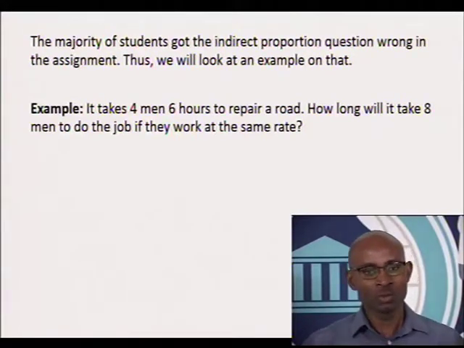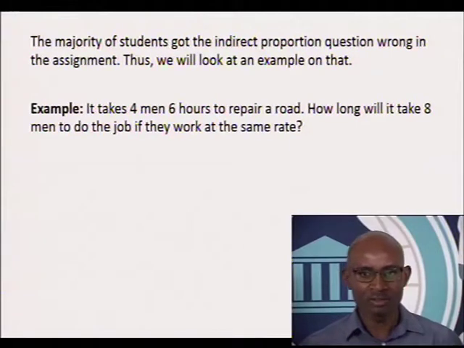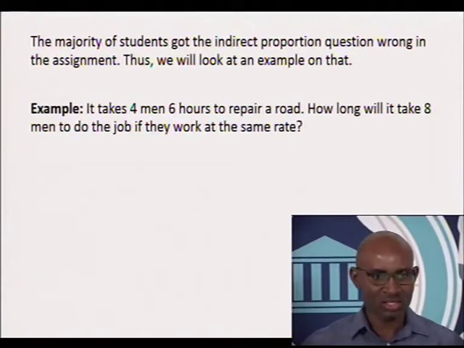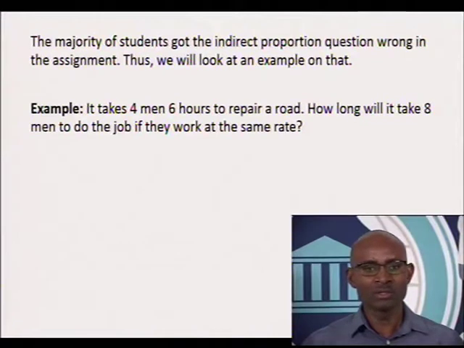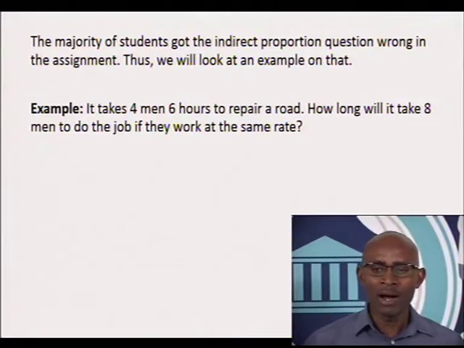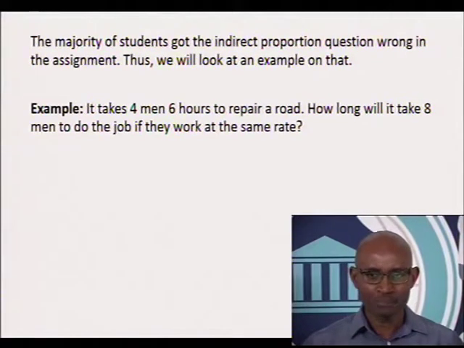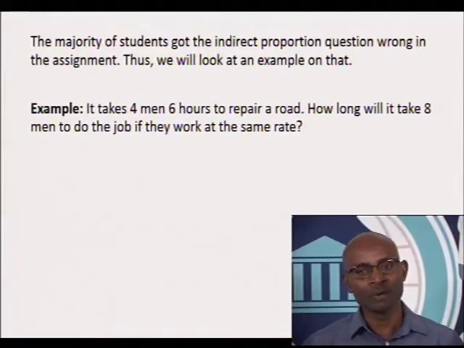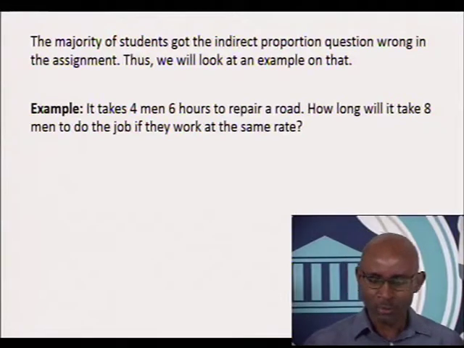And it was realized that it takes 4 men 6 hours to repair a road. That's the analysis that was done. But of course, we want to repair this road in the shortest possible time. How long will it take 8 men to do the job if they work at the same rate? Okay. Now remember, this is an example of an inverse proportion.